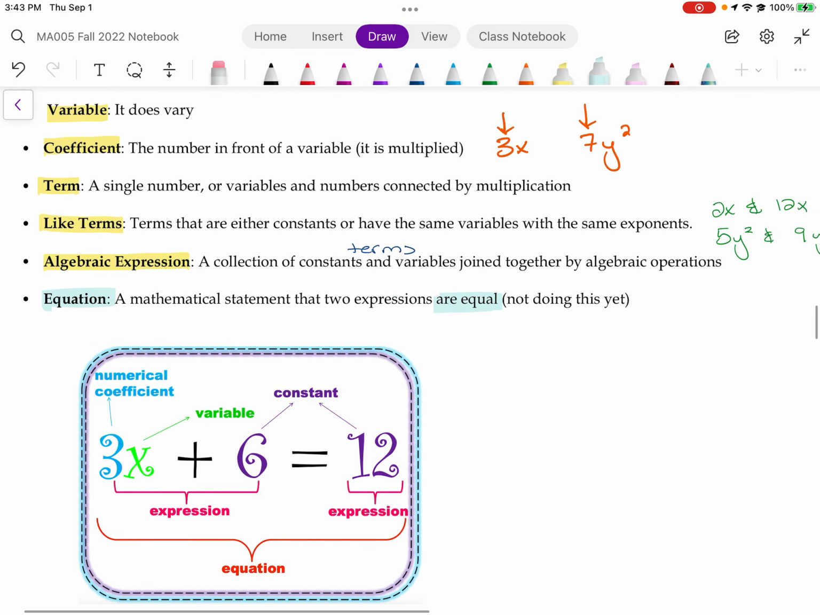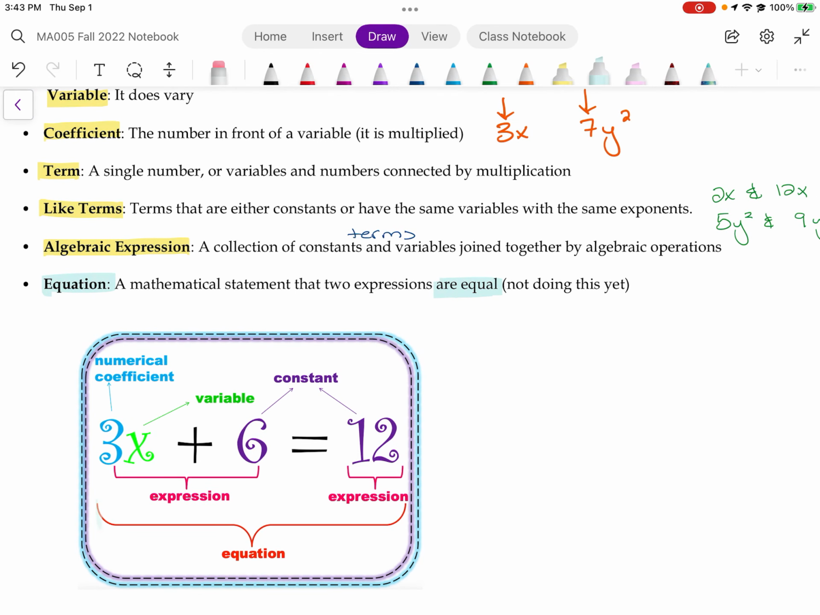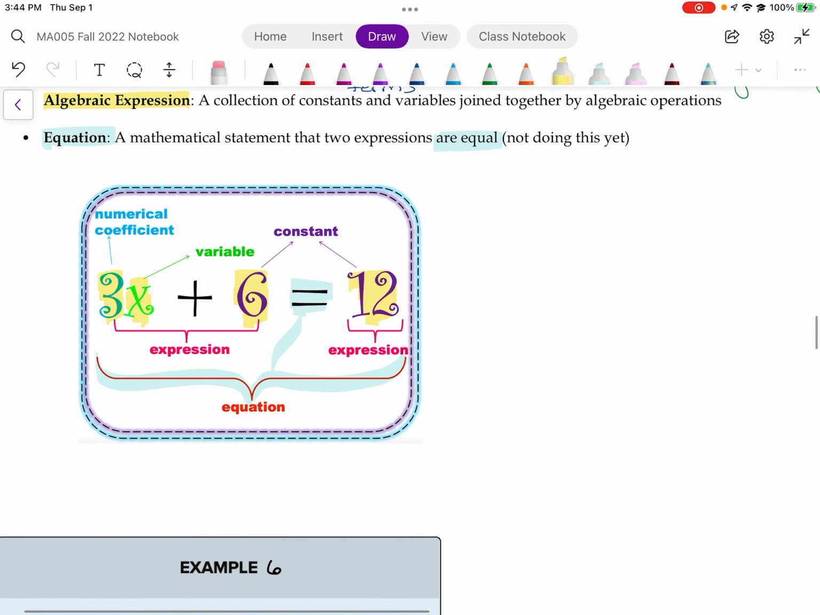All right, so here is an equation, and we're not quite doing this yet, but I want to make sure you understand the difference. There's the equation, the whole thing, with the equal sign in the middle. Okay, on each side there is an expression. The 3 right here is a coefficient, and the x is the variable. The 6 is the constant. The 12 is a constant. It's by itself, so it's called an expression. Okay? So be sure and ask in class if you don't understand any of that.